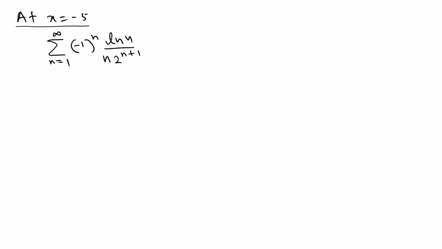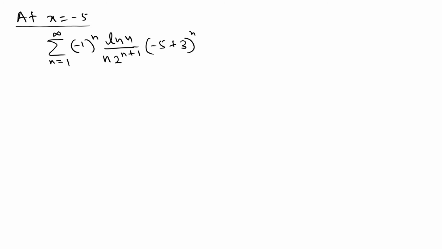So we have x equal to negative 5. Let's plug in negative 5 into the original series. If you do that, we get the sum from n equals 1 to infinity of negative 1 to the n, ln n, over n times 2 to the n plus 1, and then x plus 3 means negative 5 plus 3, to the n.